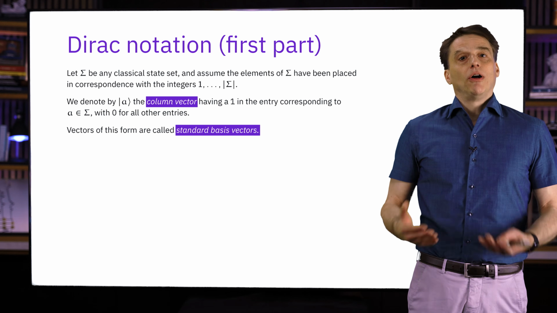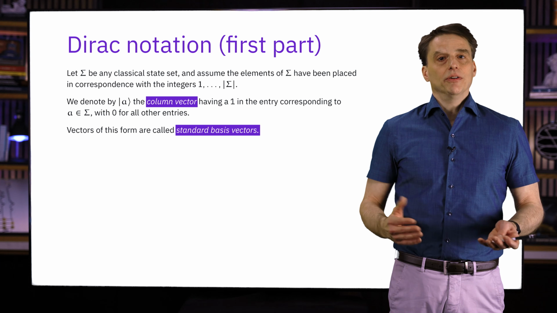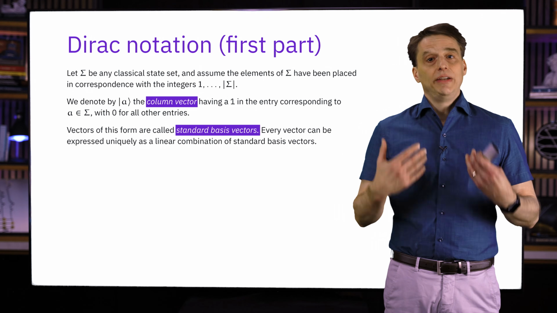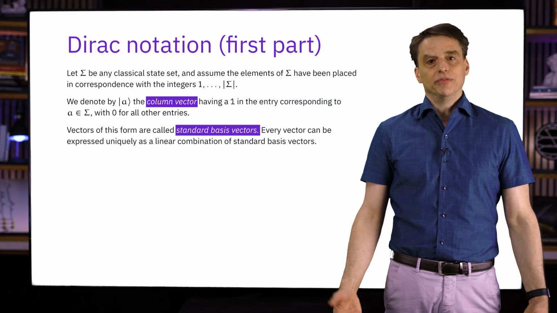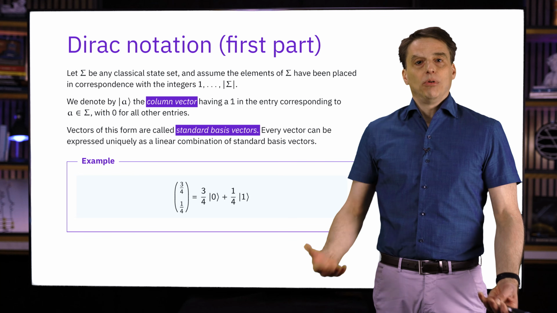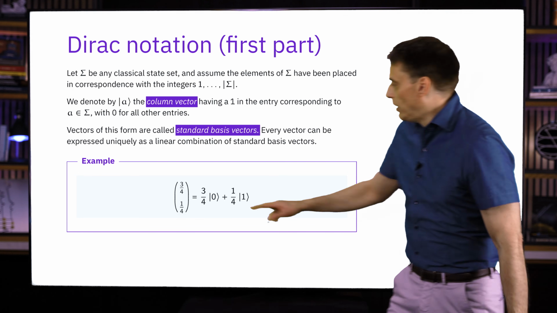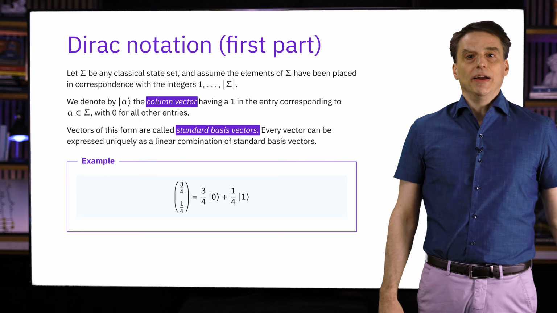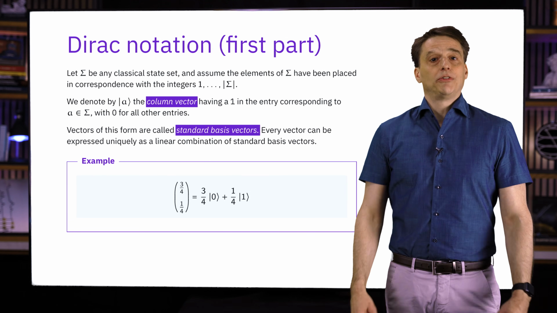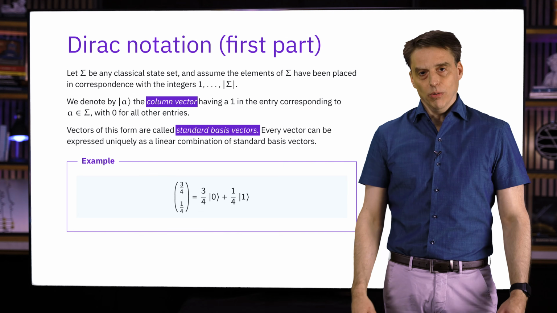Vectors of this form are called standard basis vectors, and it's a very basic fact about vectors that every vector can be expressed in a unique way as a linear combination of standard basis vectors. For instance, going back to the example from just a moment ago, the probability vector we saw can be expressed as you see right here. It's basically just an alternative way of expressing vectors that's going to be very handy for several reasons going forward.